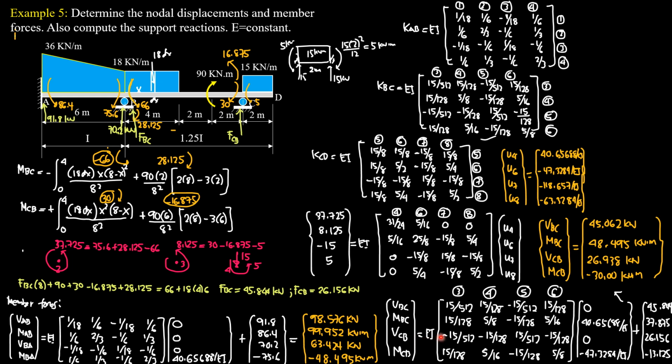Then shear CB is negative 15 over 128 times 40.65688 plus negative 15 over 128 times negative 47.3284, then plus 26.156, you will get 26.938 kilonewtons. Then moment CB, 5 over 16 times 40.65688 plus 5 over 8 times negative 47.3284 plus negative 13.125, you will get negative 30 kilonewton meter. Then for member force of CD on the next slide.